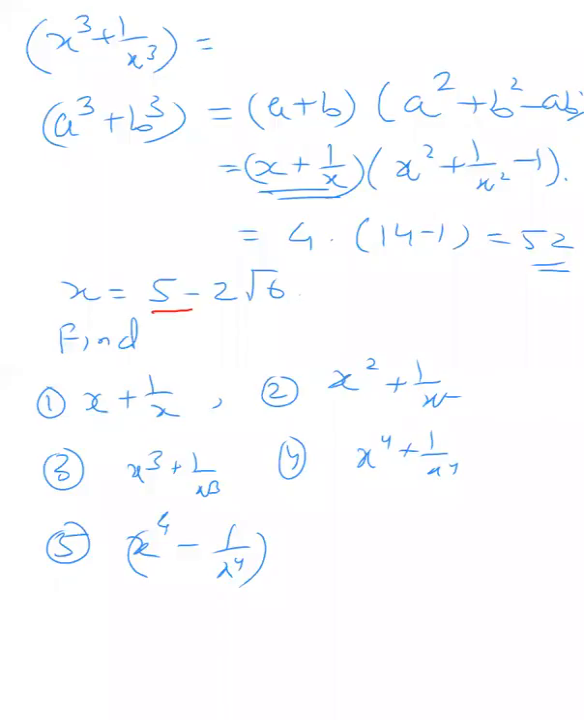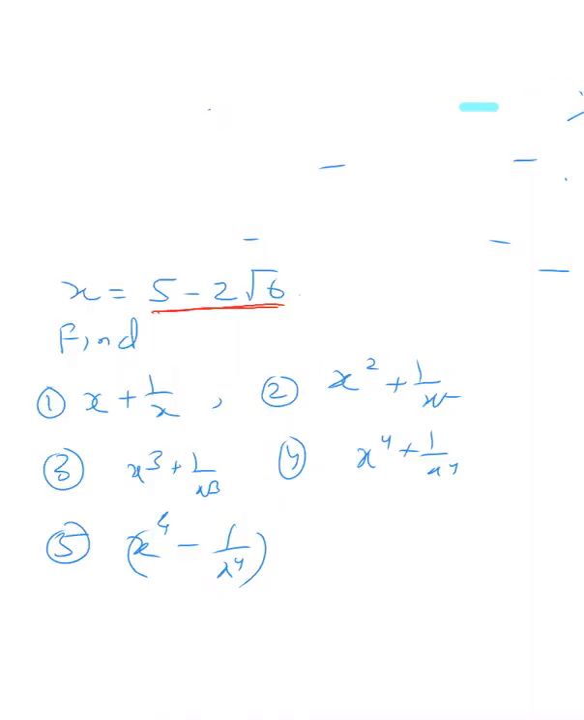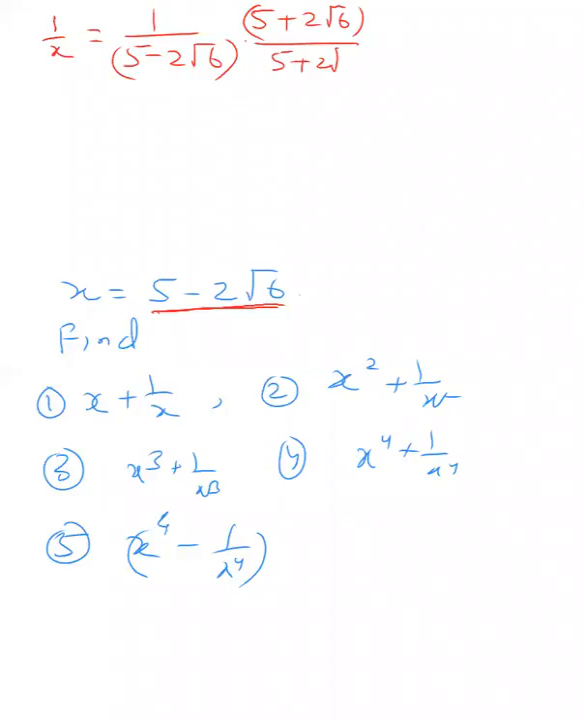x is 5 minus 2 root 6 and we have to find values accordingly, right? x plus 1 by x, x square plus 1 by x square. So first I have to find the value of 1 by x, the reciprocal of this value. This 1 by x is equal to 1 upon 5 minus 2 root 6, right? So use the conjugate again. The conjugate of 5 minus 2 root 6, for rationalization, we can use 5 plus 2 root 6.